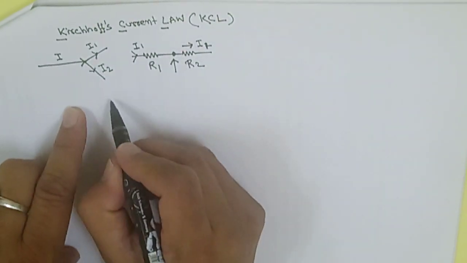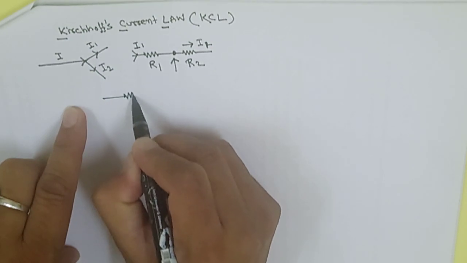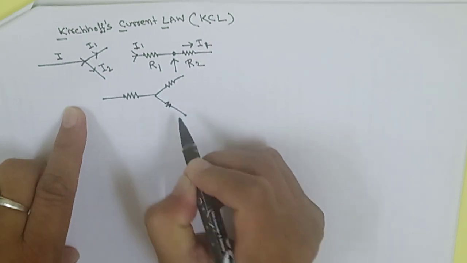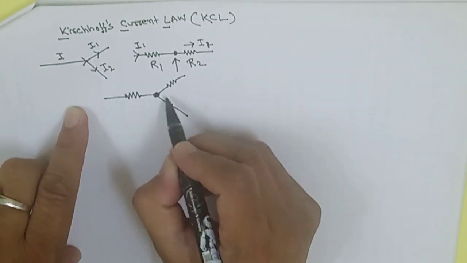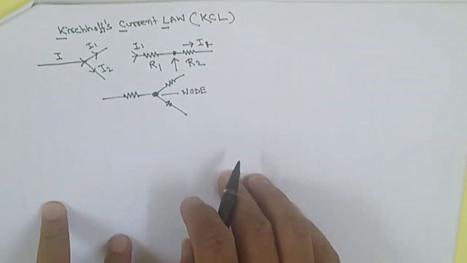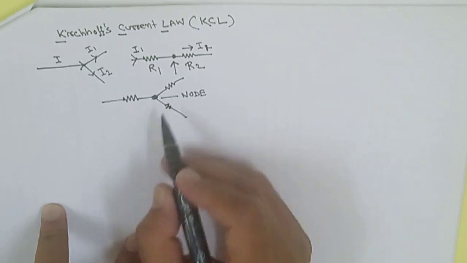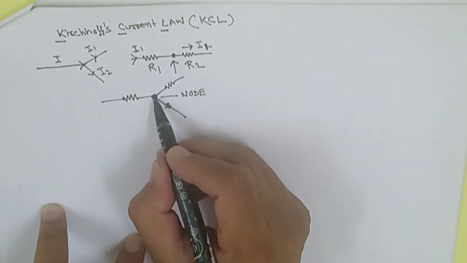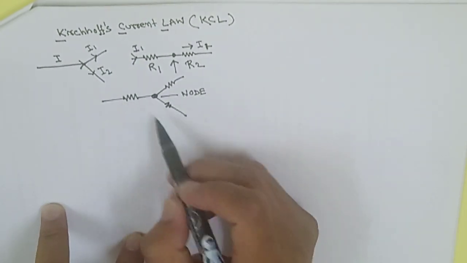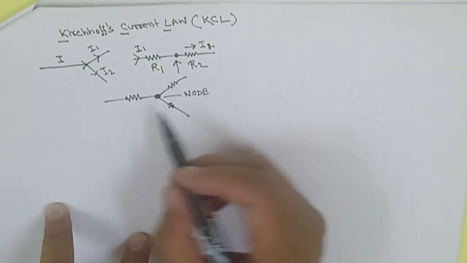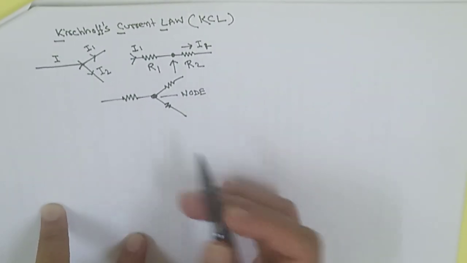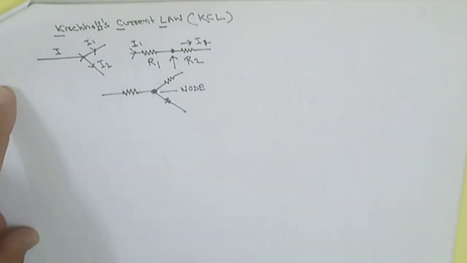Now, a junction point or node point is where there is one resistance here and another resistance here. This point will be considered a node point or junction point. Remember, only at this node point will the current be divided. For DC, these may all be resistances, and for AC, one may be a resistance and another a capacitor or inductor, whatever it may be. Now we are going to start Kirchhoff's Current Law.